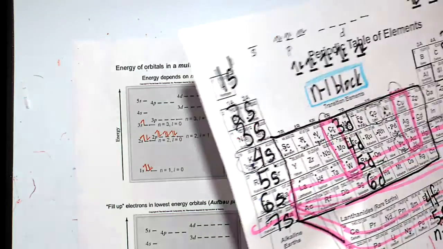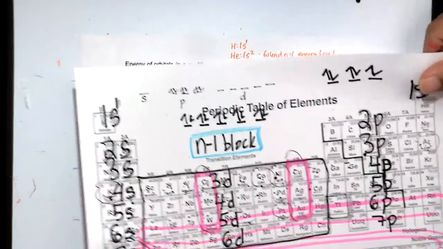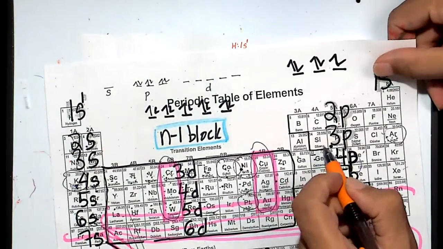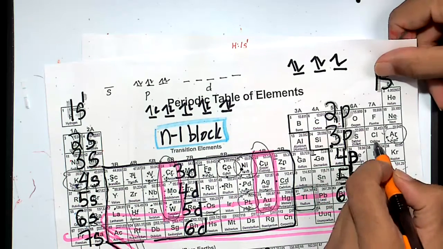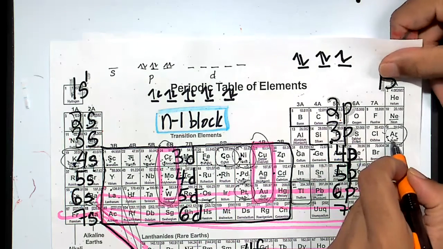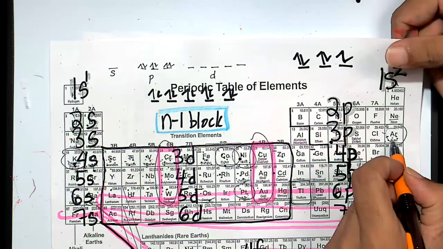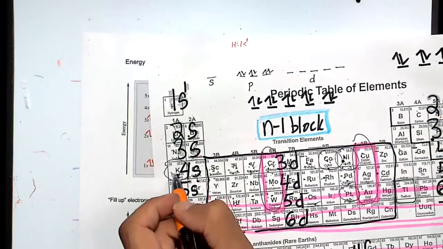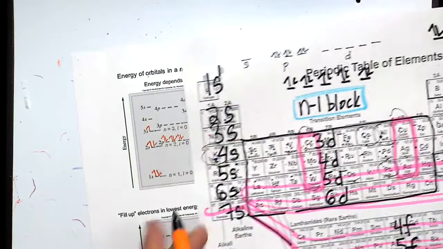All right, this can go on, so on and so forth. Okay, so 3p1, 3p2, 3p3, 3p4, 3p5, 3p6. Argon has a filled n equals 3 energy level. Okay. Let's talk about potassium here. Okay, potassium.